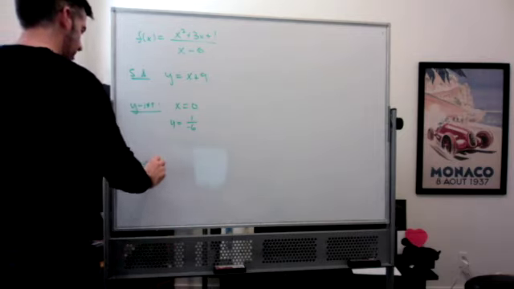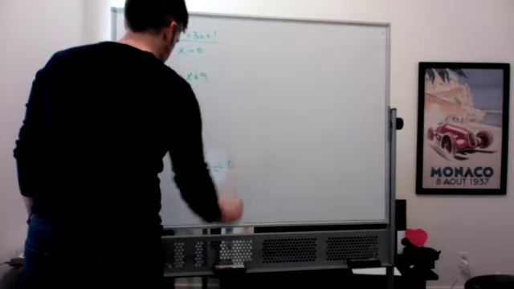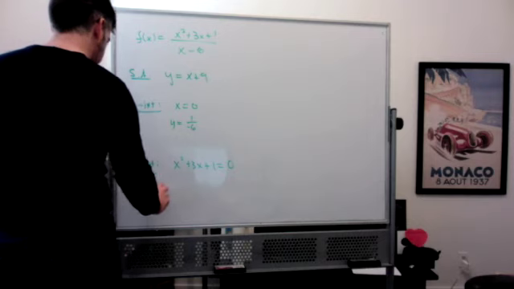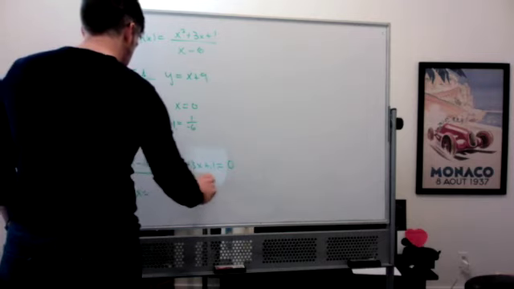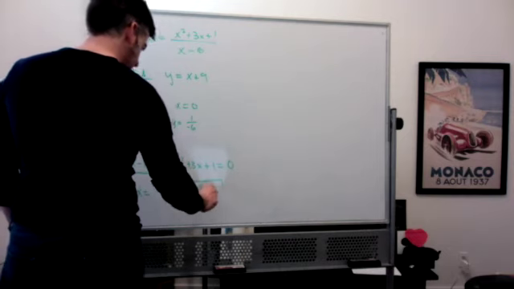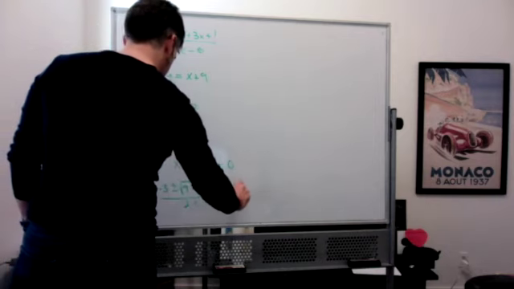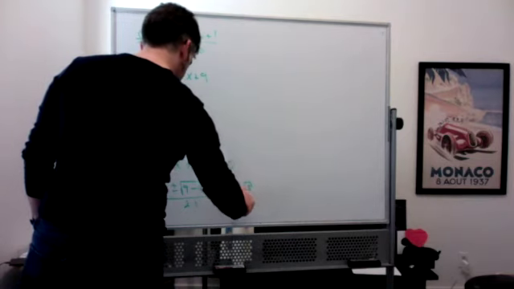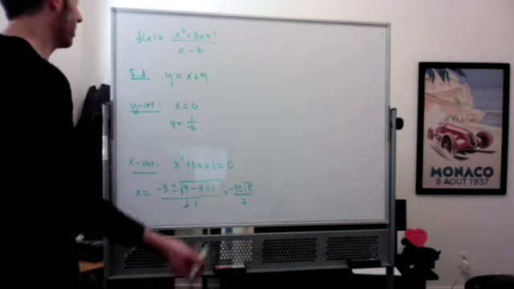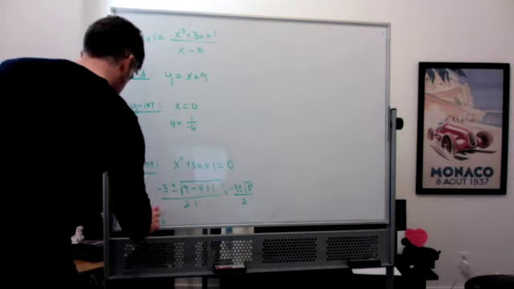X-intercepts are not going to be nice. We're going to set the top equal to 0, and that does not factor, but we can use the quadratic formula to get x equal to negative 3 plus or minus the square root of 3 squared minus 4 times a times c, so 4 times 1 times 1, all over 2 times 1. So we end up with negative 3 plus or minus the square root of 5 all over 2. That's not very nice, but it's fine. We'll deal with it. And then finally, we have a vertical asymptote at x equal to 6.